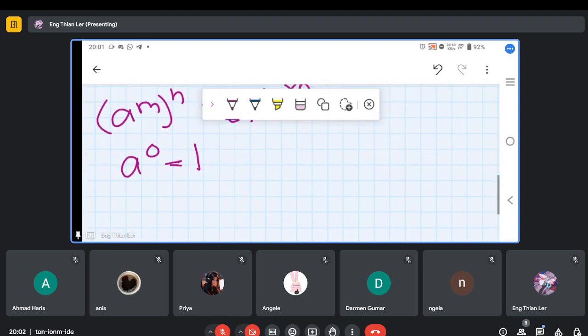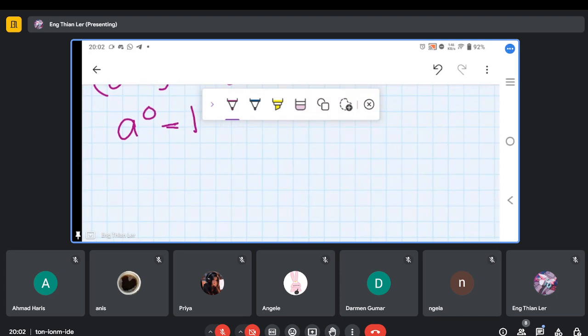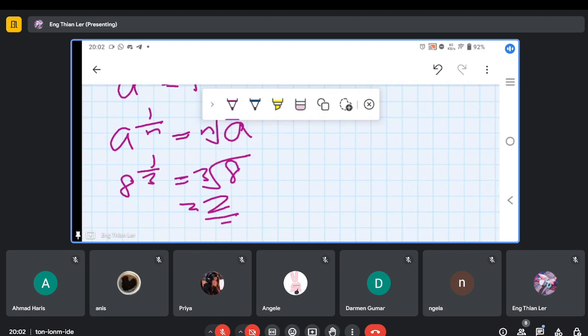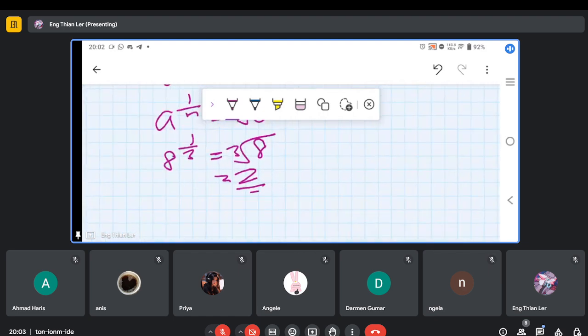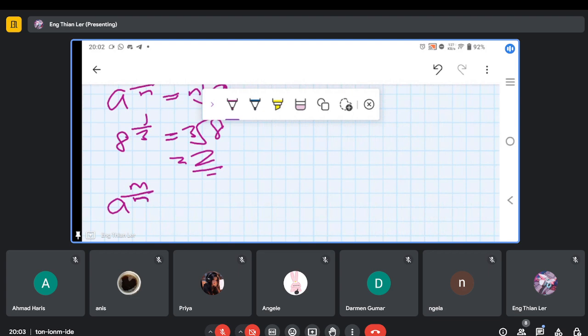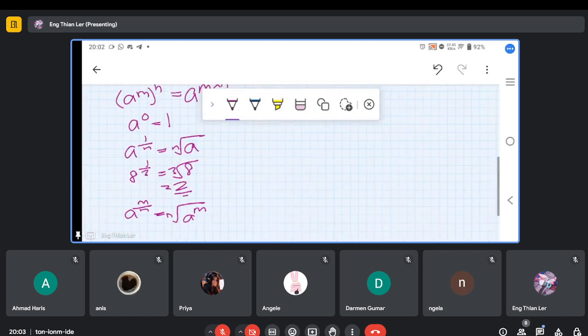Next we have a to the power of 1/n is the nth root of a. Let's say 8 to the power 1/3. What does it mean? Actually we're finding the third root of 8, which is 2. And the last one is the combination: a to the power of m over n equals the nth root of a, and then a is raised to the power of m. So any problems here?